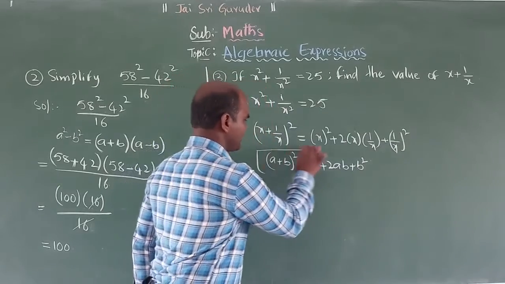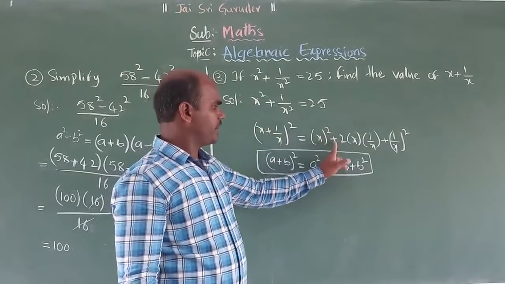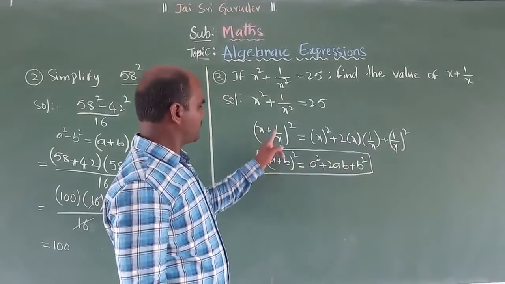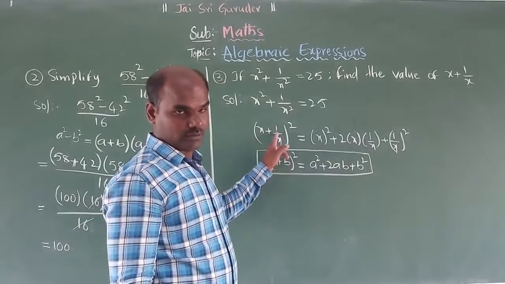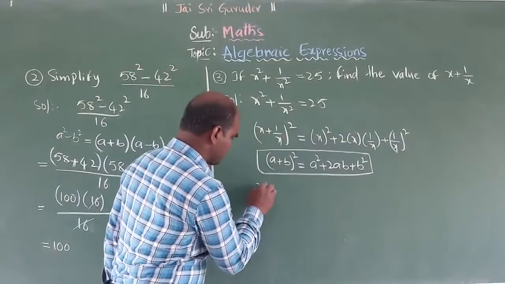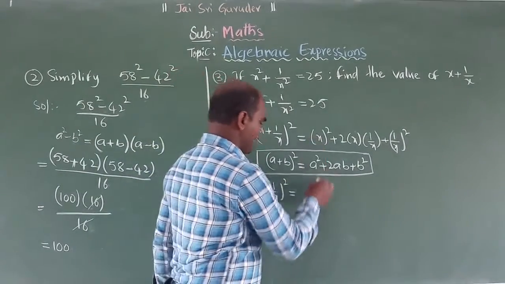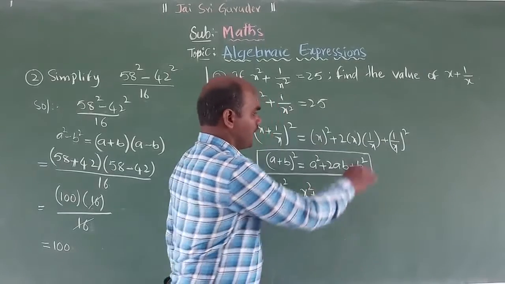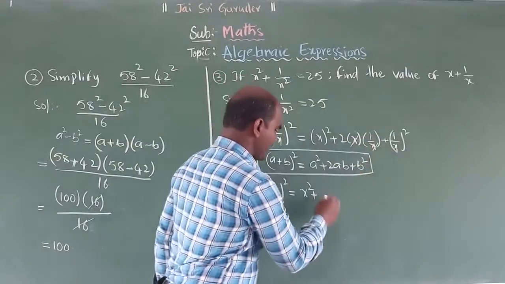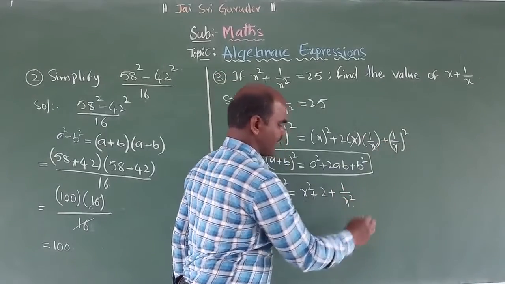Based on this identity, (x plus 1 by x) whole square is equal to x square plus 2x into 1 by x plus (1 by x) whole square, because the value of a becomes x and the value of b becomes 1 by x. So we apply it like this. Then x and x cancel, and the remaining is 2 ones, and plus (1 by x) whole square, which is 1 by x square.